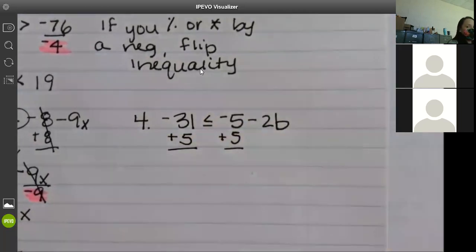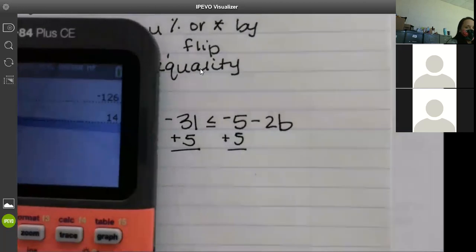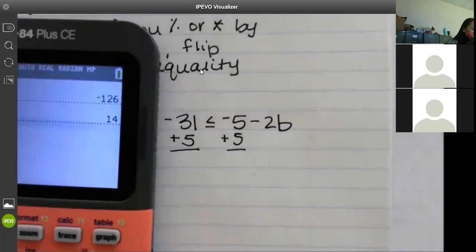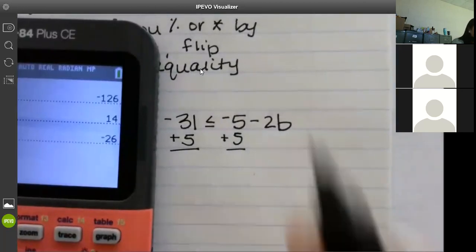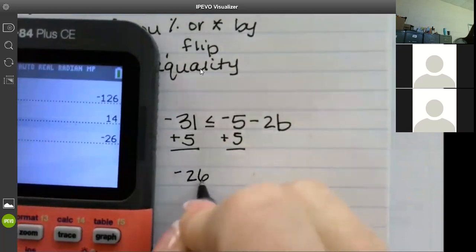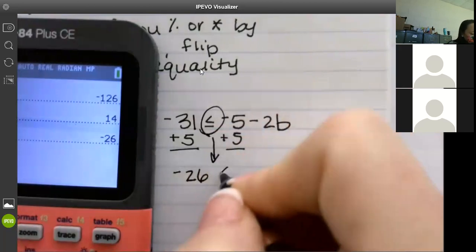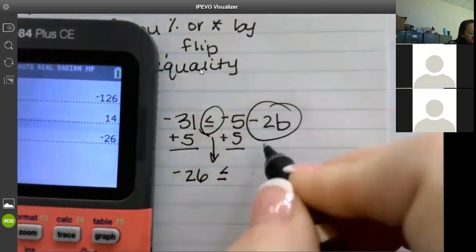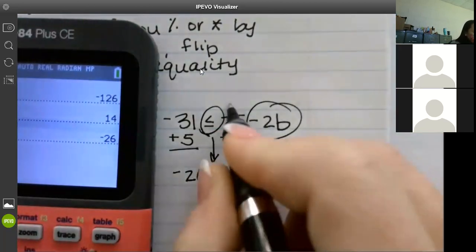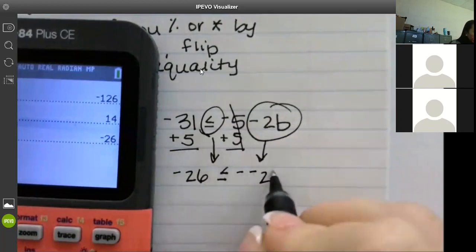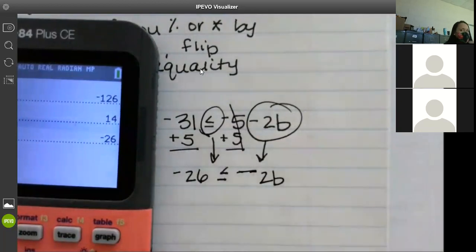If I'm not sure what that is, I can use my calculator. Negative 31 plus 5 is negative 26. Bring your inequality straight down and bring down the rest of what you have. So the 5s cancel out and you're left with a negative 2b. Don't forget to bring the negative down.